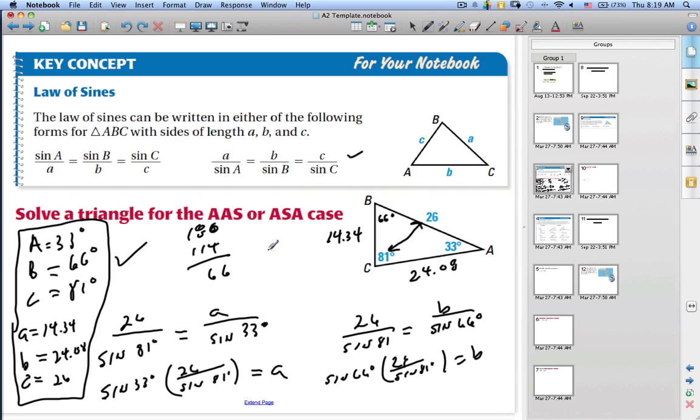Okay, so I'm comfortable with my answer. I'm going to go ahead and move forward. So this works for the case of being supplied two angles and a side, like I was here, and a side adjacent, or two angles and a side between the two, right? Either of these will work.